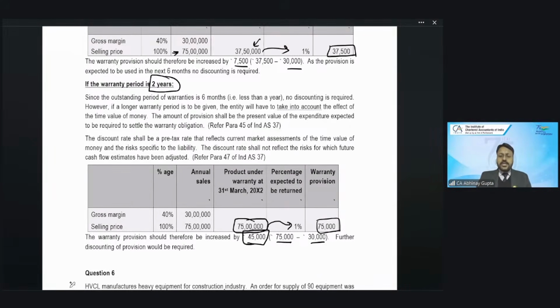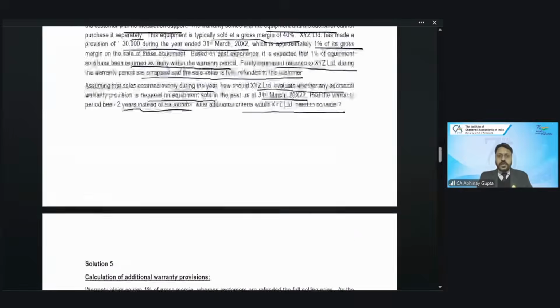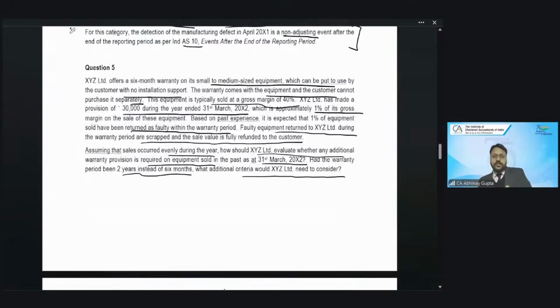And the last task of the question was, if the warranty period is extended from 6 months to 2 years, what additional criteria would need to be considered? That is discounting.